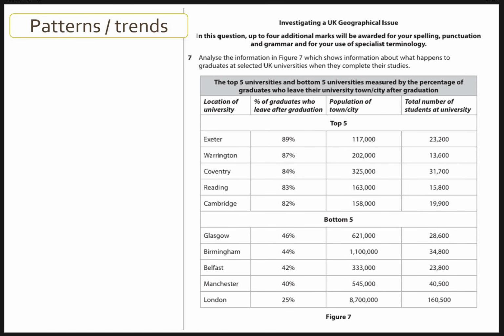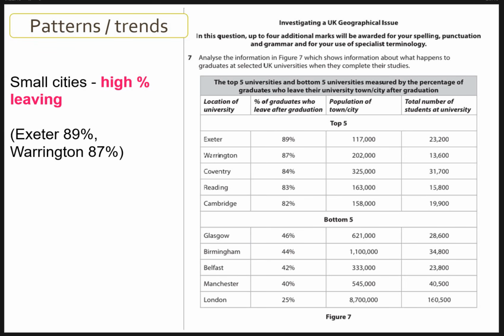Don't forget, this is a good point where you can annotate and write on your exam paper to help you with this question. What you want to do here is spot the patterns and trends. I've already spoken about London and Exeter. You can see how the university is split into top 5 and bottom 5. So we've got some easy trends, and my recommendation is to write those trends down alongside in the exam hall on your paper. So we've got small cities, high percentage of people leaving. That's a quick note I'm going to put to myself on the exam paper.